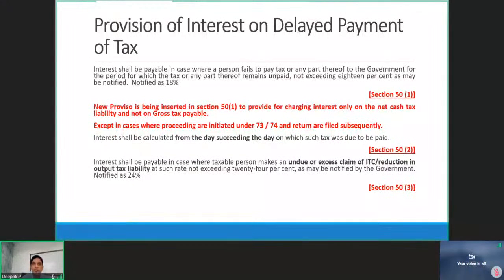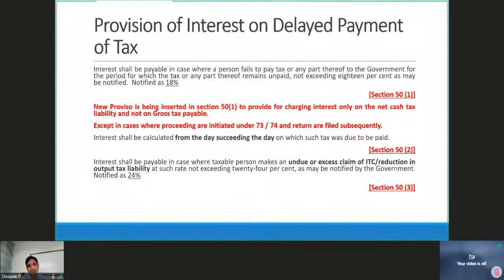Not possible. If your monthly return is due, you have delayed it, that's a regular hardship which is faced, then you can claim the benefit of paying interest on the net tax. But if there is anything under 73 and 74, there is an adjudication which is initiated, then you file the return, then you cannot claim this benefit.